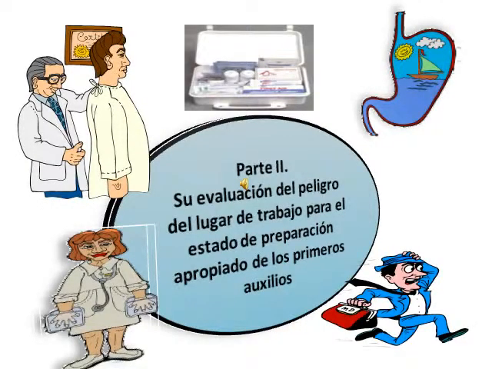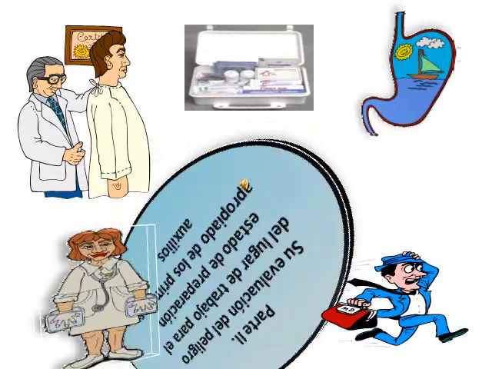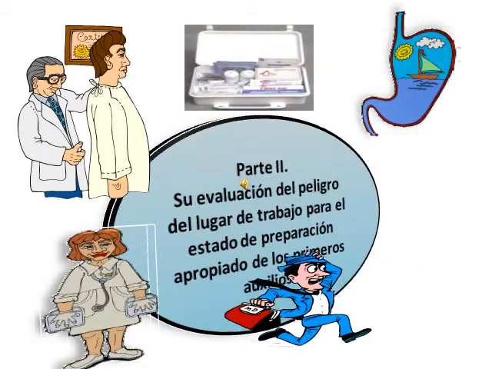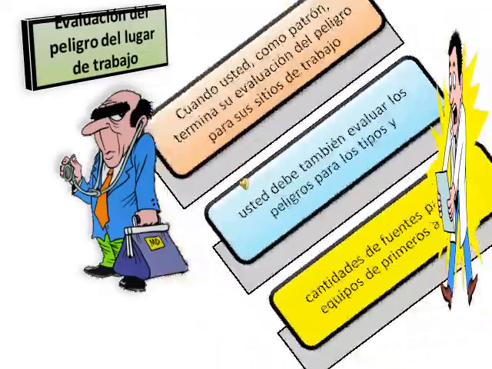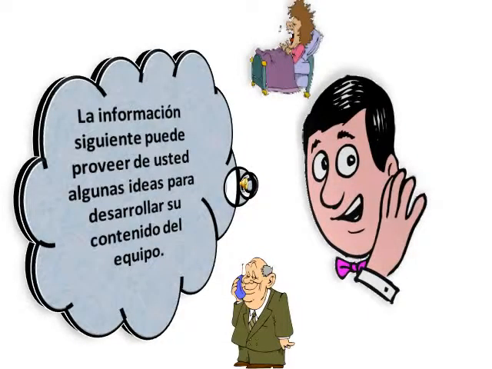Part 2, your workplace hazard assessment for proper first aid preparedness. Hazard assessment in the workplace. When you as an employer complete your hazard assessment for your work sites, you should assess the hazards for the types and quantities of supplies for your first aid kit. Remember, always use medical gloves when exposed to blood or other bodily fluids. Here is some following information to provide you with some ideas for developing your first aid kit.